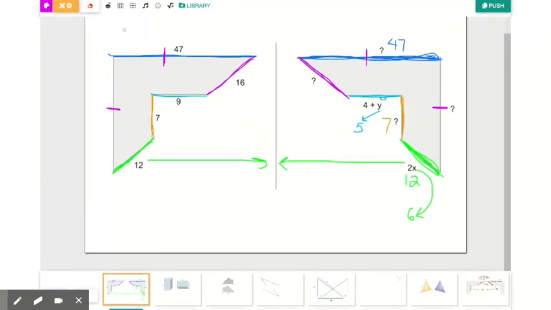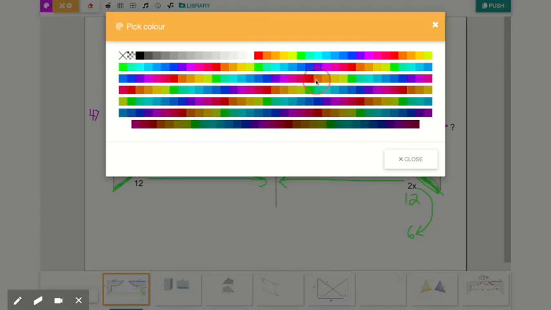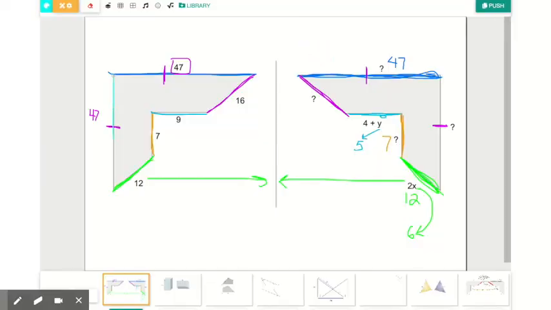So in the left diagram, if this number is 47, that means that this number is 47. So a tick mark just tells us what things are matching to each other. And so if this is 47, that means that the other side has to be 47 as well.